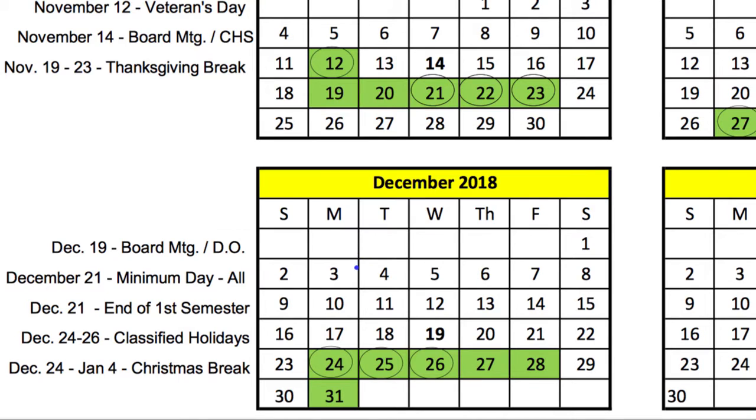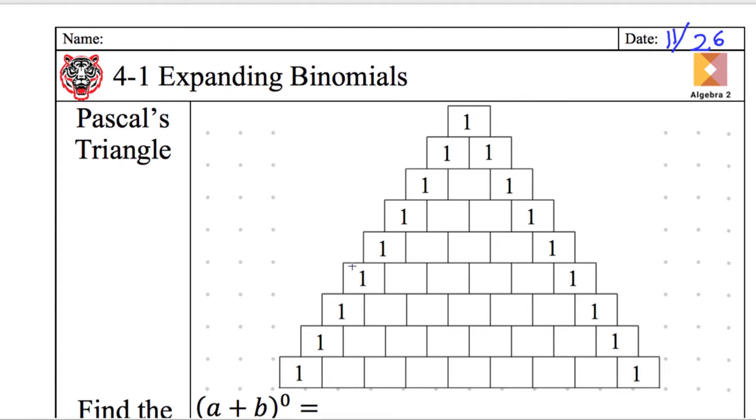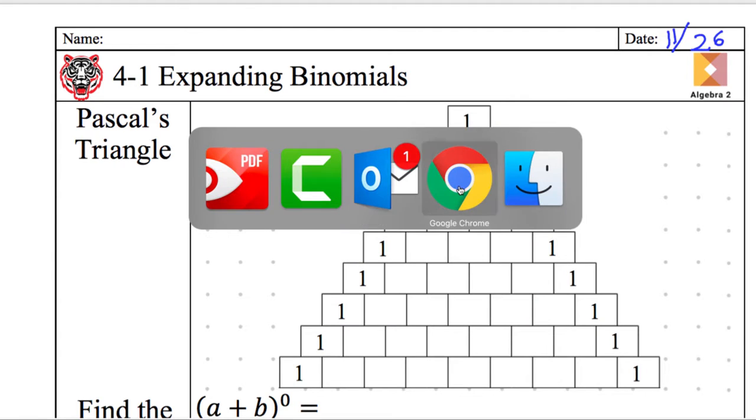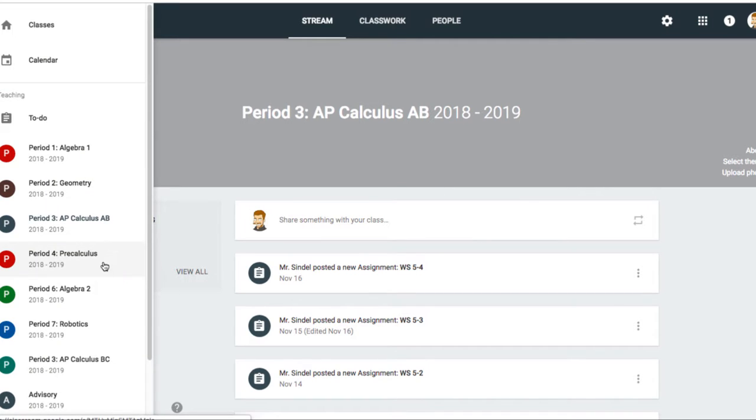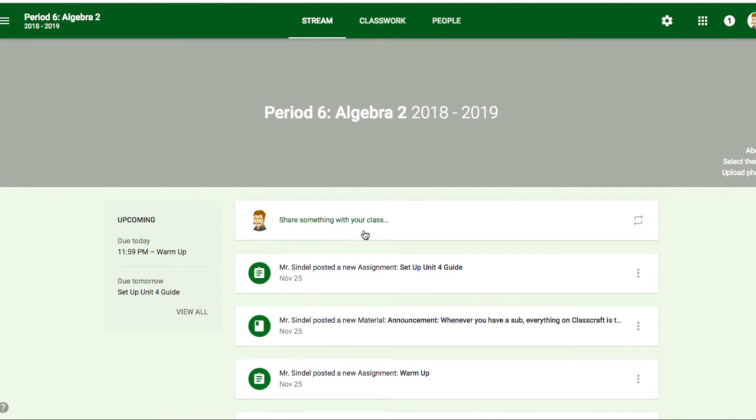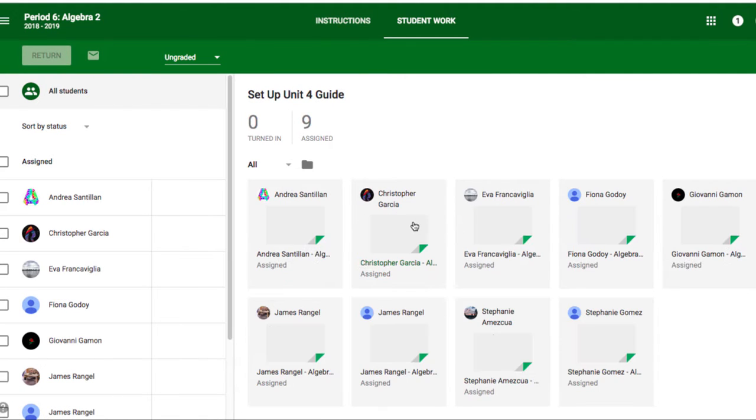Other things I need to say, we need to make sure that our unit guides are all up to date. So if I come over here in Google Classroom, you should have already done this, hopefully. Where are we? Algebra 2. Set up Unit 4 guide. If you click on that, you should be able to set that up. Make sure that you bookmark it up at the top in your bookmarks. You don't need your old bookmark.